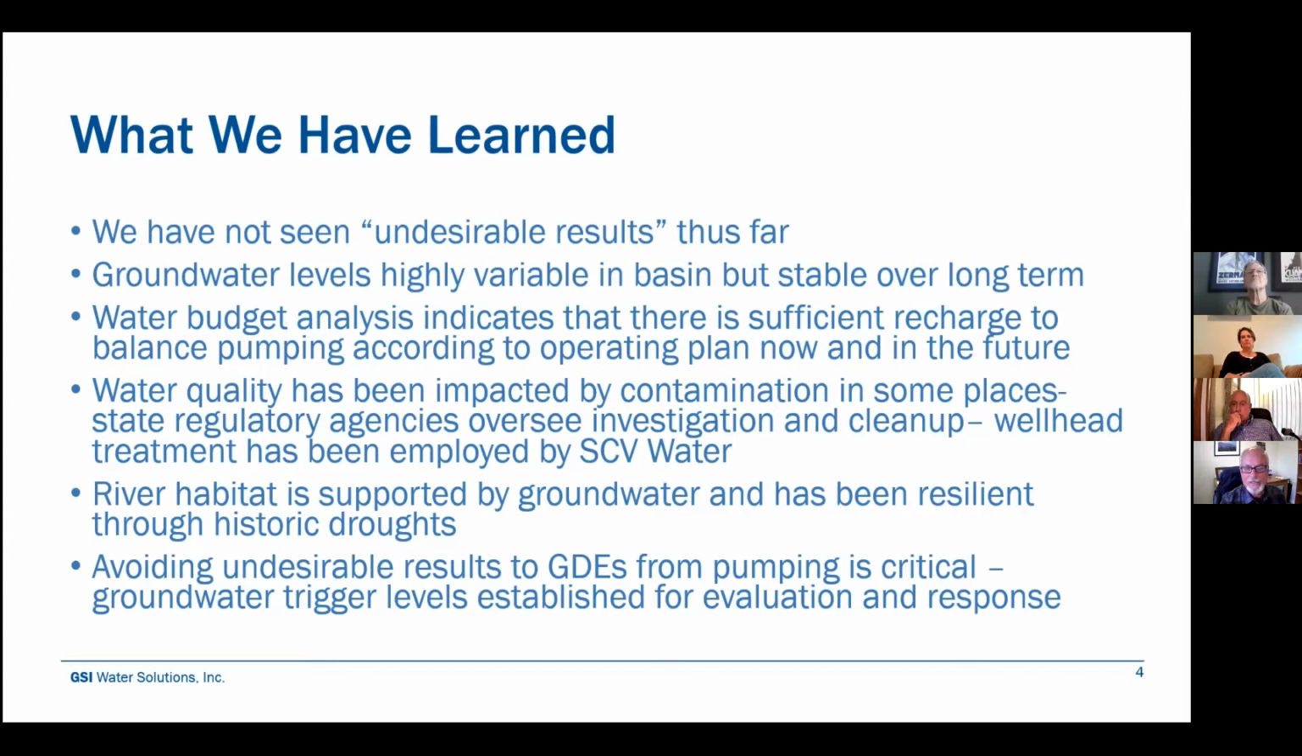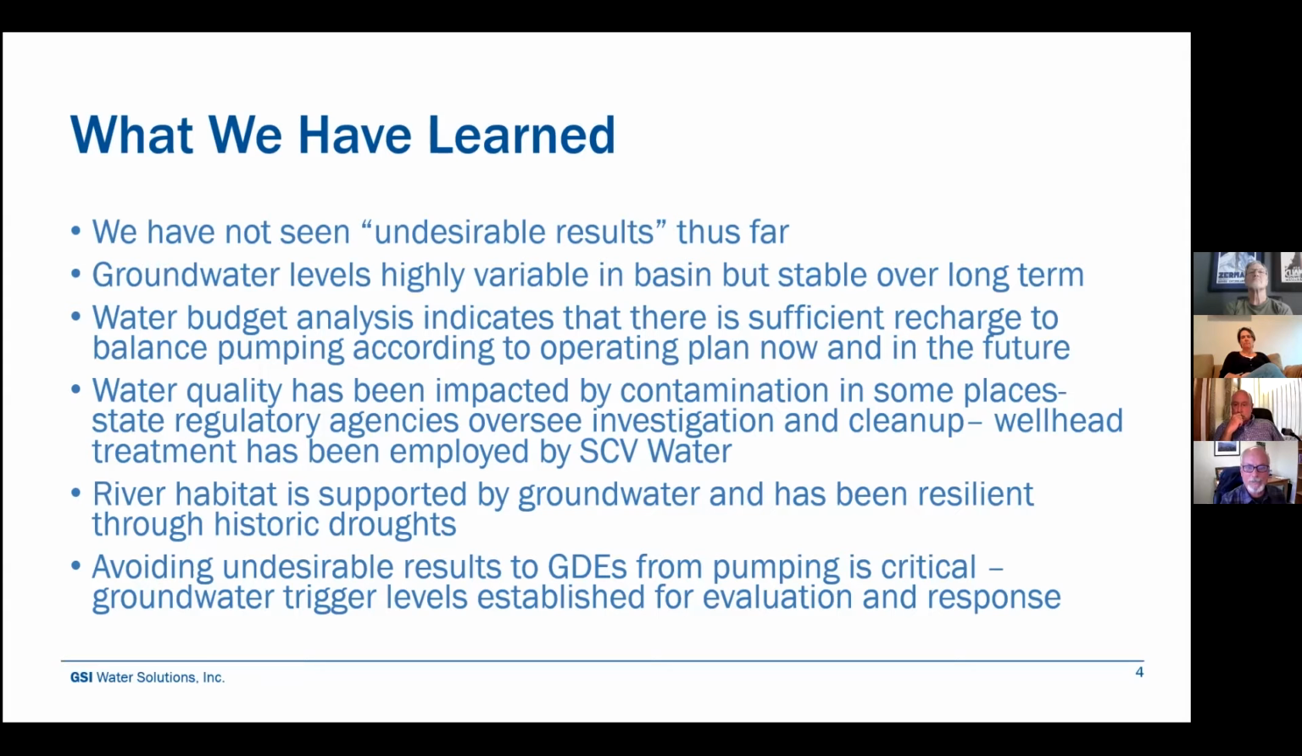The water budget analysis, which we've presented in the past, indicates that there's sufficient recharge to balance the pumping according to the operating plan now, but also in the future based on the groundwater modeling that we've done looking at future conditions, including climate change.